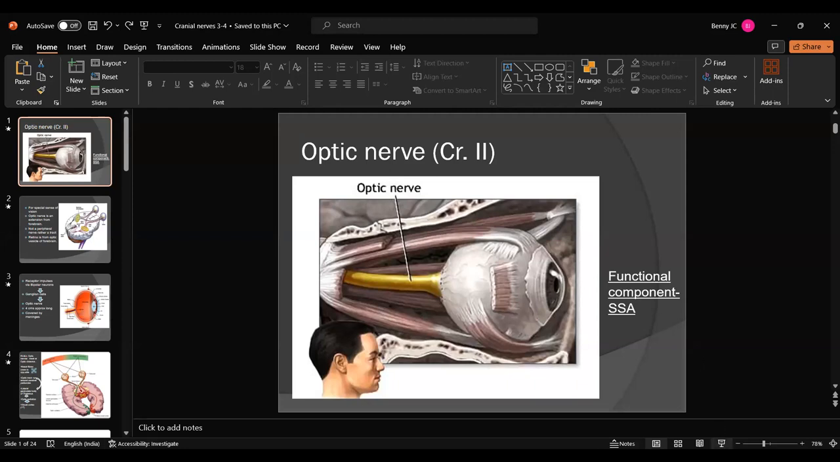So, good morning, and today we are going to see about the cranial nerves number 2 and 3.